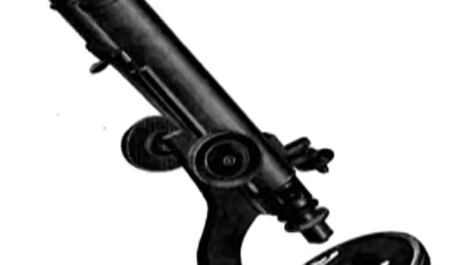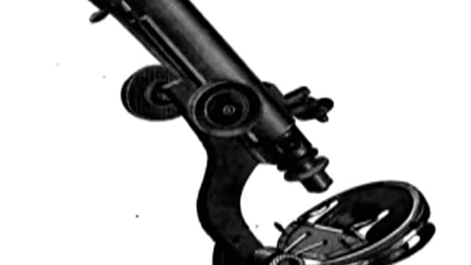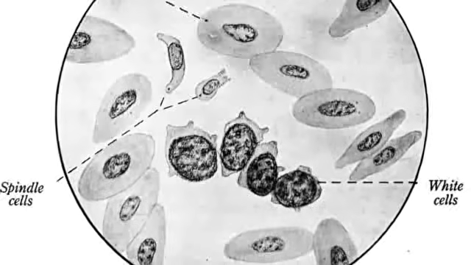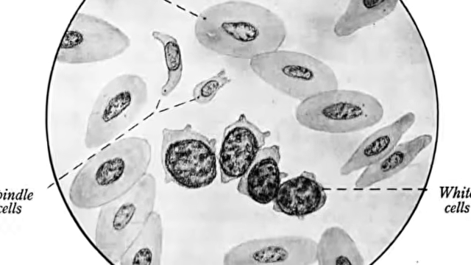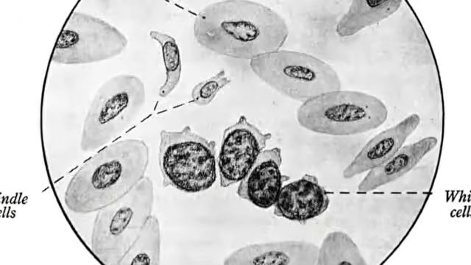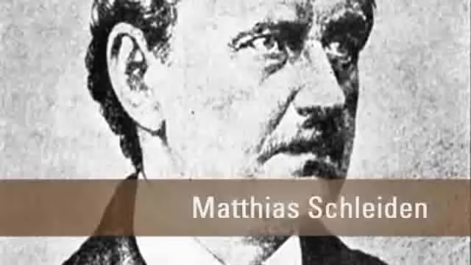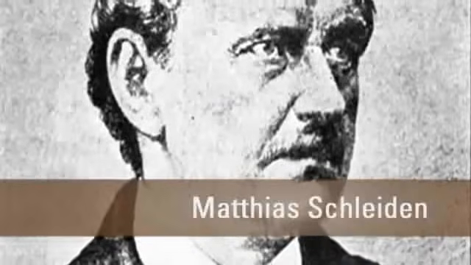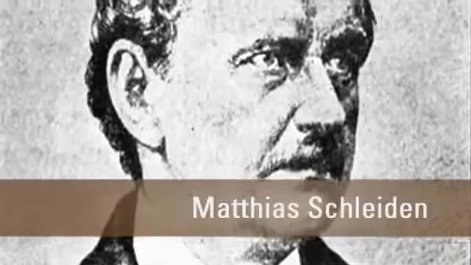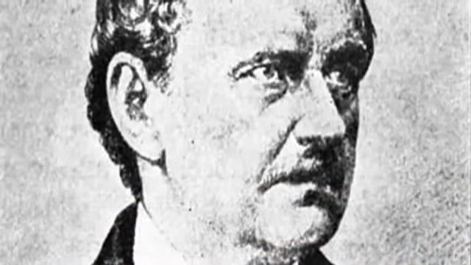By 1800, inventors were developing more advanced microscopes, which allowed scientists to see plants and animals in much more detail. As a result, scientists developed many new ideas about cells. Matthias Schleiden, a German botanist, studied plants in order to learn more about living things. In 1838, Schleiden stated that all plants are made up of cells.